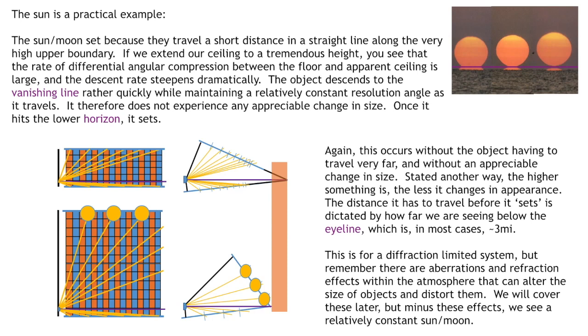Again, this occurs without the object having to travel very far because it is so high up, and without an appreciable change in size. Stated another way, the higher something is, the less it changes in appearance. The distance it has to travel before it sets is dictated by how far we are seeing below the eye line, which is in most cases about 3 miles. This is for a diffraction limited system, but remember there are aberrations and refraction effects within the atmosphere that can alter the size of objects and distort them. We will cover these later, but minus these effects, we do see a relatively constant sun and moon.